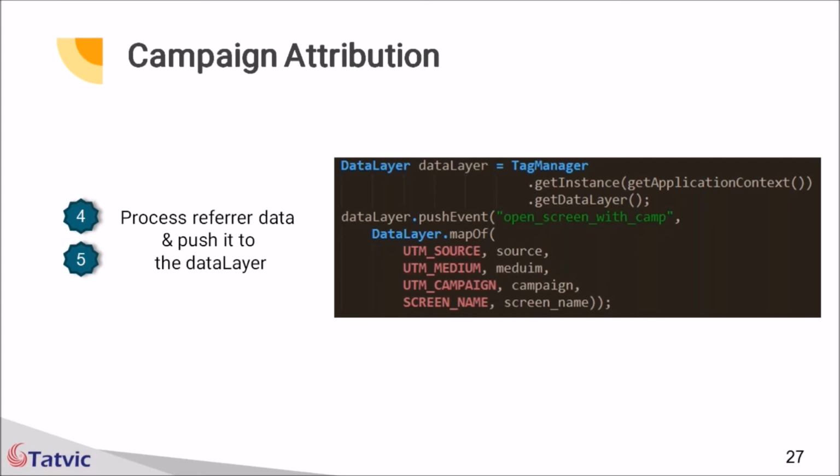And after getting that data as source, medium, and campaign, it will be processed and pushed into a data layer. Now, this data layer should be pushed with the open screen event, so that your session starts with this open screen event. No additional events, nothing. Just a screen view with the campaign parameters. It will simply start a session, and the session will be attributed to whichever source and medium has opened the application.